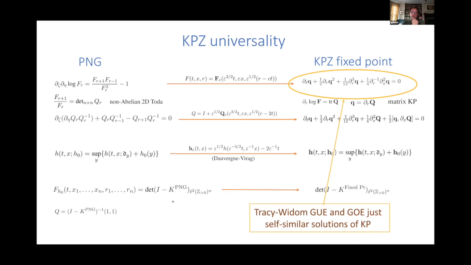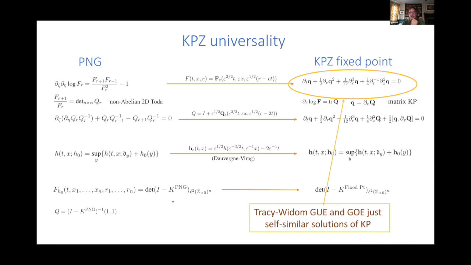I don't know what the relation is between his quantum Toda and our Toda. They're for completely different observables. It could well be that they're related just because Toda comes up a lot in these integrable things. But matrix KP has some self-similar solution, which is a kind of generalization of Tracy-Widom. That's a good question.